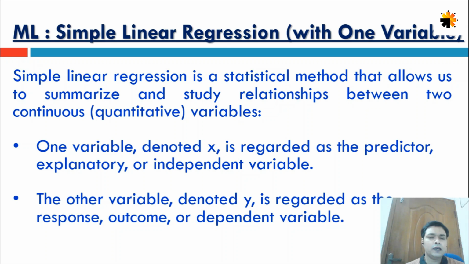So, if we want to understand what a simple linear regression is, it is a statistical method that allows us to summarize the relationship between two continuous variables. Okay, so here we have x and y, both continuous and quantitative, and we would like to find out the relation between these two. How are they related? Like if x is increasing, whether y is increasing or decreasing, and if it is increasing, at what rate it is increasing. These are all things we will come to know by using simple linear regression.